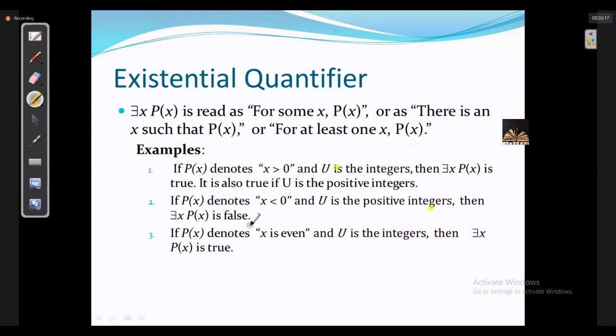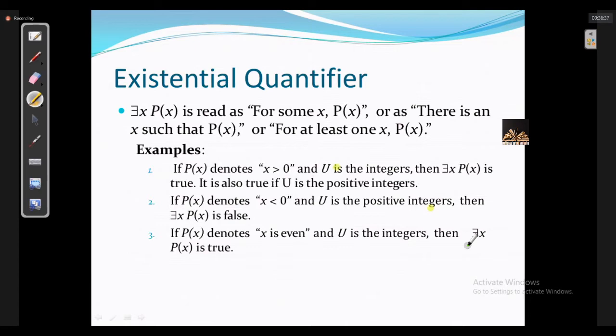Okay? If P of x denotes x is even, and the domain is integers, then there exists x, P of x is true. Some integers are even. That's why it is true. Are all integers even? No, but some integers are even. That's why it is true.